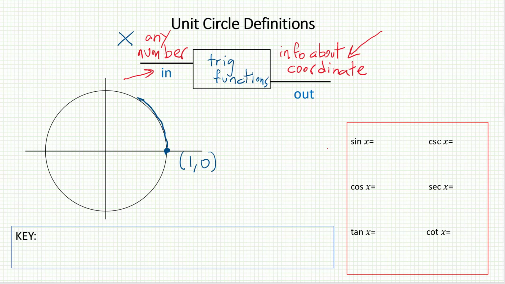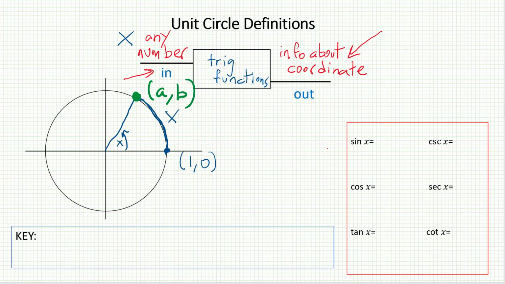We know for us that's not difficult to do because walking x units is the same as rotating x radians in the unit circle. So I walk x units, or alternatively I say I rotate x radians. Either way, I end up at a specific point. I will call the coordinates of that point a, b.